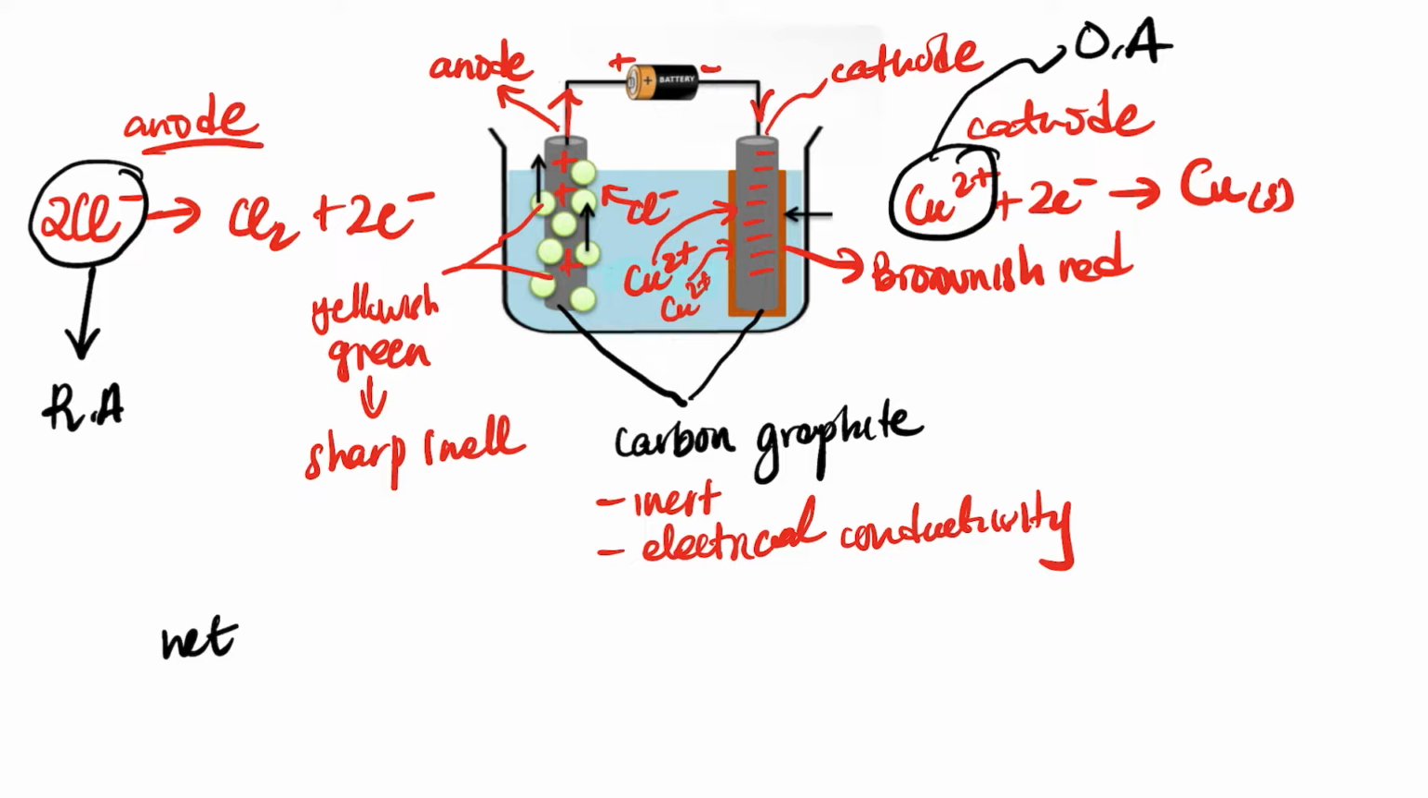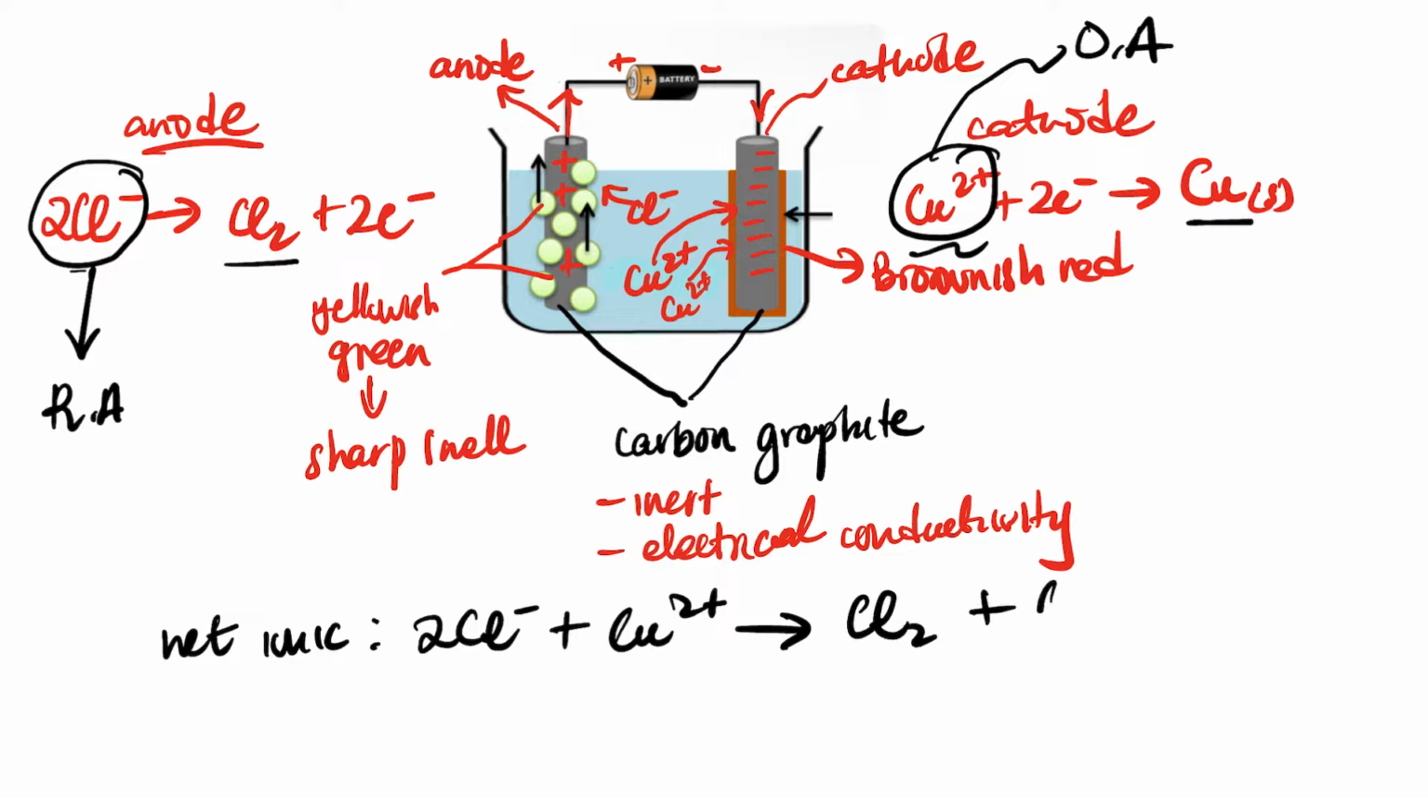Now let's look at the net ionic equation. When they talk about the net ionic equation, you take the half cells and you balance them. So in the reactants, we're going to have 2Cl- plus Cu2+, and then an arrow, and the products are going to be the chlorine gas and the copper. That's the net ionic equation, right?